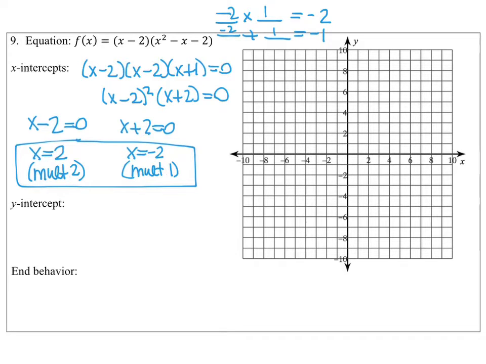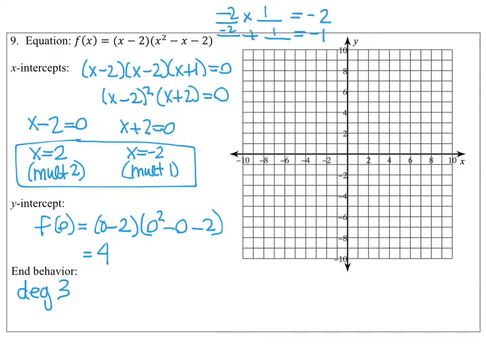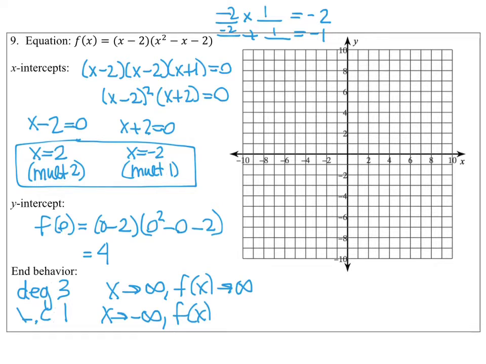For the y-intercept, I'm going to replace the x with a 0. So I have 0 minus 2 times 0 squared minus 0 minus 2. When I multiply that all out, it gives me a 4. I have an odd degree with a positive leading coefficient. So it means as I go to the right, my graph goes up. As I go to the left, I go the opposite direction. So I go down.